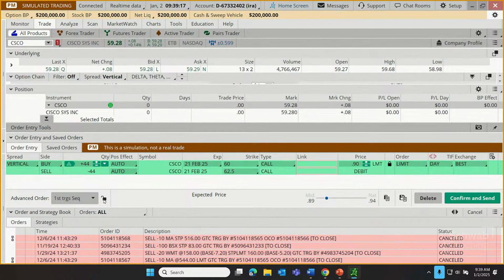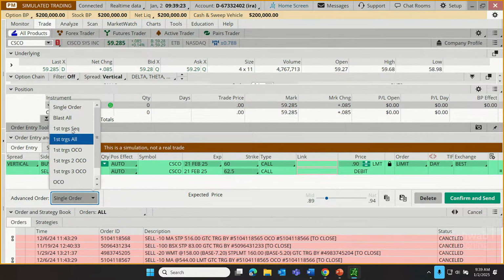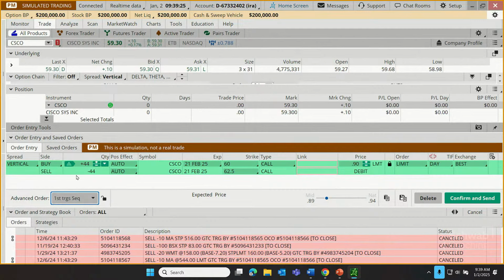But I want to attach a second order. Now, by default, this is just going to say single order here, down here under advanced order. Let's change that to first triggers sequential. That means if our first order gets filled, it's going to trigger a second or a sequential order to go into effect. And this one is to get us out if our trade's going in the right direction and we can cash out with a profit, at least equal to 50% of the original $1.60 that we calculated we could make.